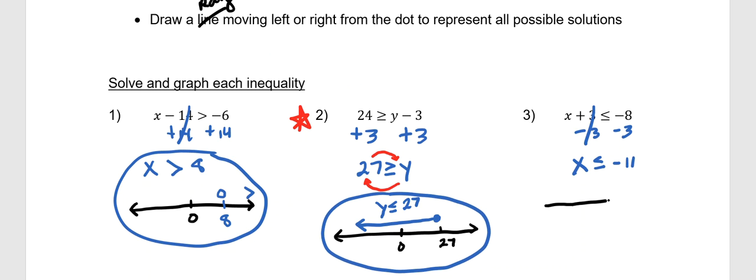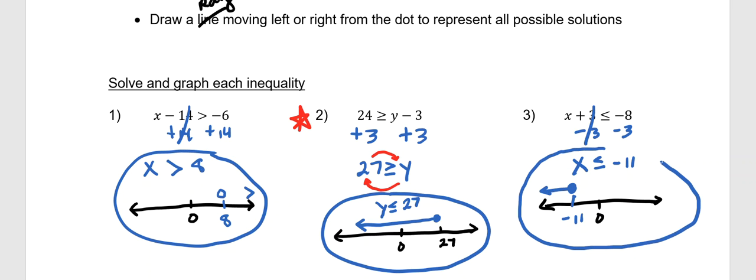Draw our simple number line. We should be getting the hang of this. 0. Negative 11 being a negative number will go to the left of 0. A closed dot. And again, our inequality symbol will quickly point the way to the left. All our values to the left of negative 11, included, will be the graphed solution.